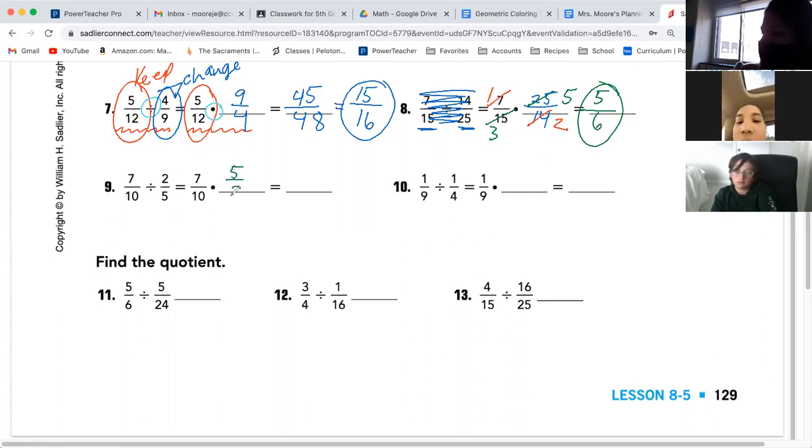How are we feeling about this? It's the exact opposite of multiplication.